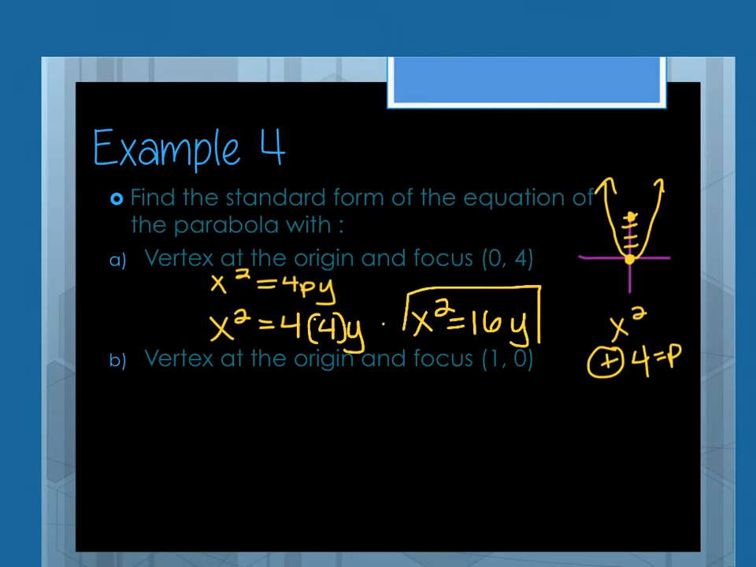How do you know it's x squared? If it points up or down, it's going to be x squared. If it points right or left, it's going to be y squared.